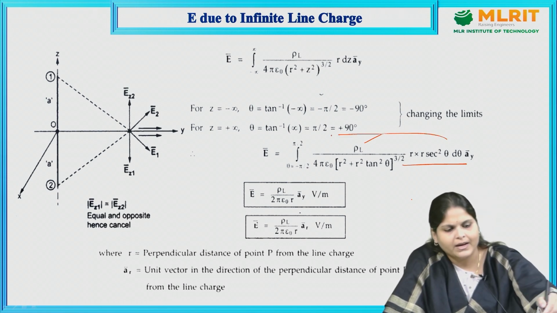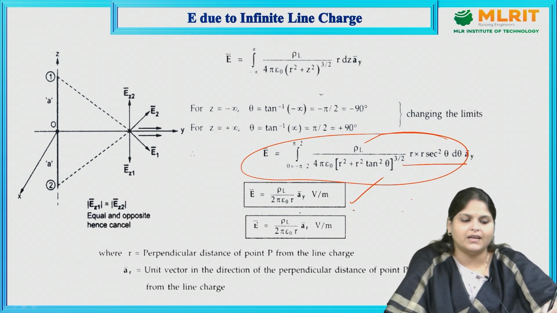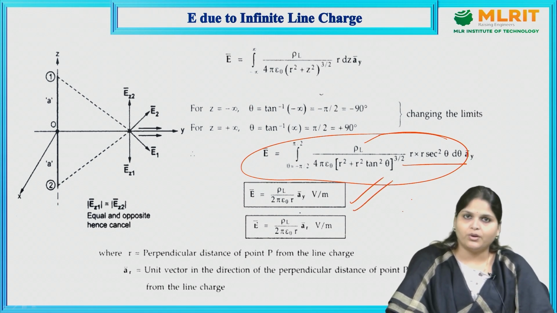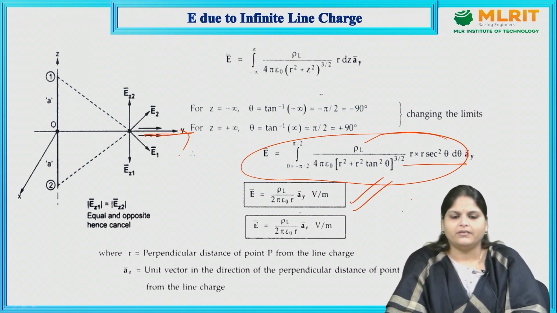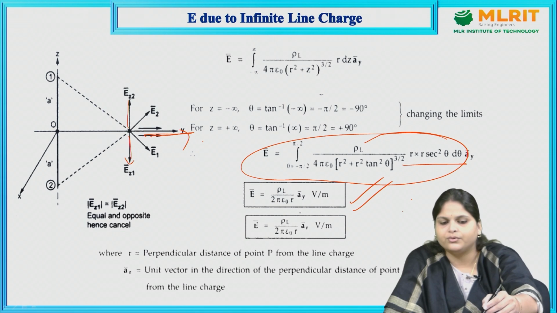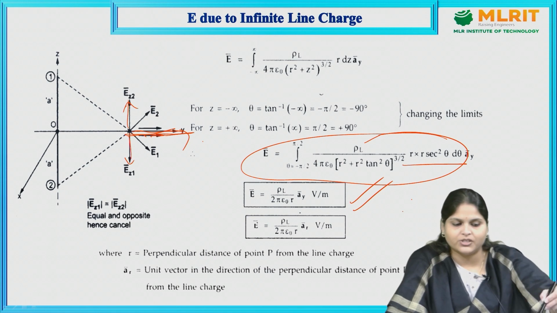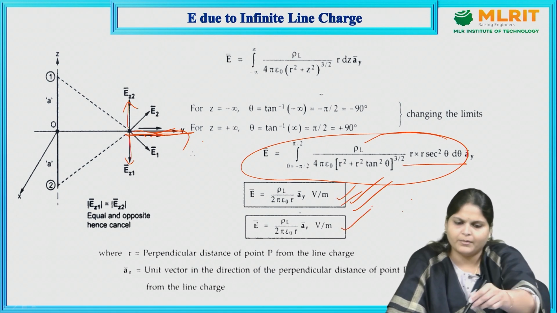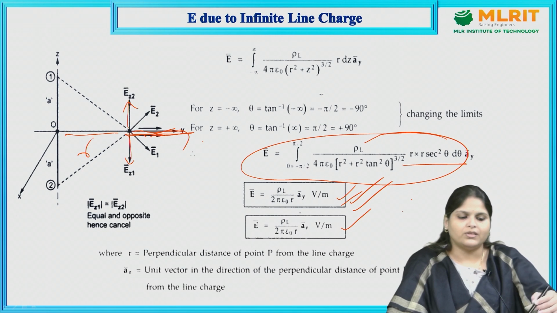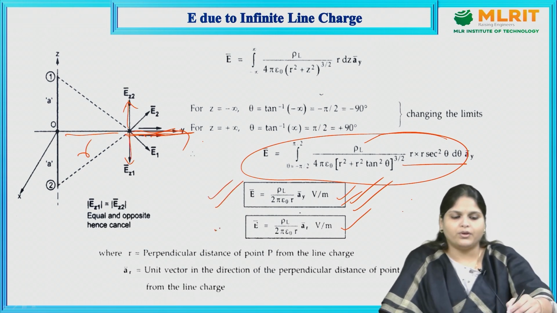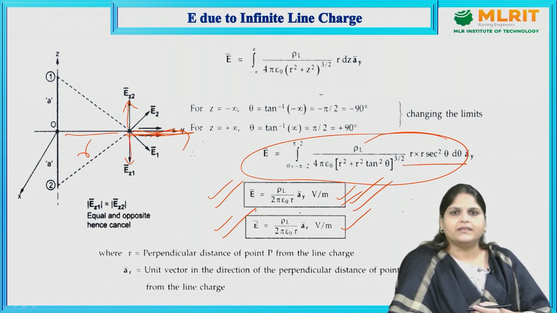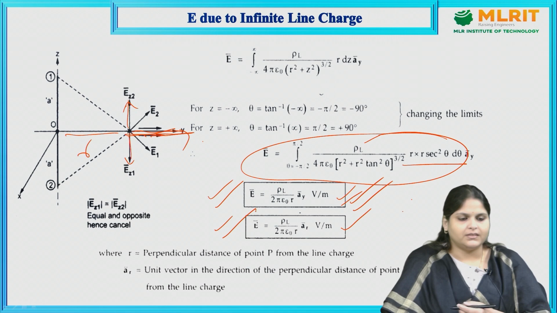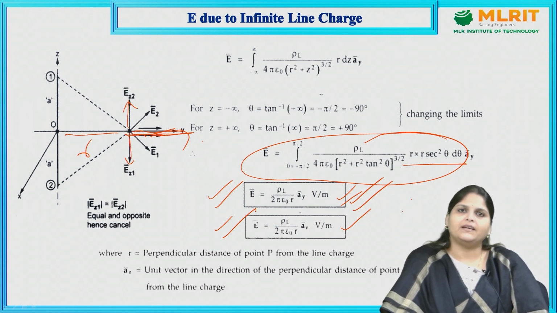So when you simplify this entire equation, you get the final answer as rho L upon 2 pi epsilon naught r aρ. Why? Because in the other direction, these elements would be cancelled due to symmetry. So you will have the element only in this direction, so we get aρ, because in this direction only we had r also. So this formula becomes rho L upon 2 pi epsilon naught r aρ, and the unit is volts per meter. Right, so this is the field due to infinite length line charge.